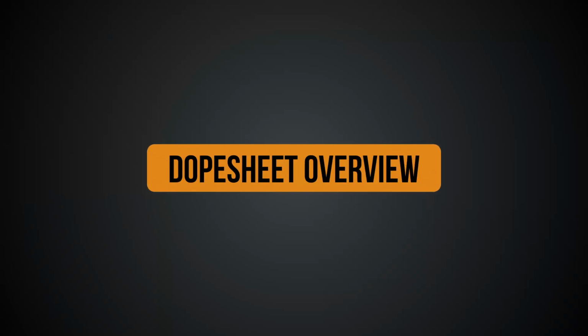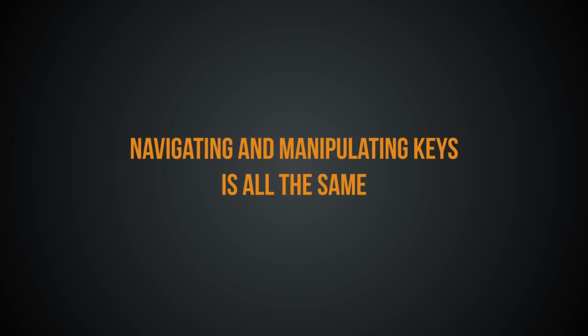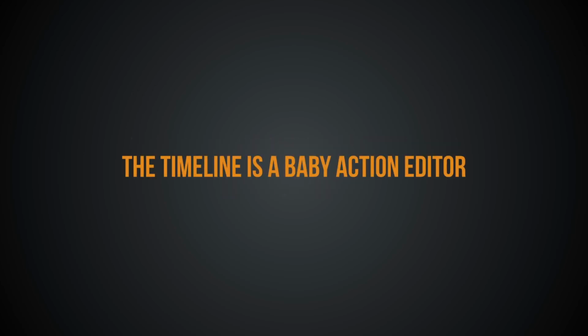In this segment, we'll explore the final two animation editors, the Dopesheet and the Action Editor. Since you're already familiar with the timeline in the graph editor, you'll essentially have mastered 80 to 90% of what you'll need to know about the Dopesheet. In fact, the timeline is just a simplified version of the Action Editor.